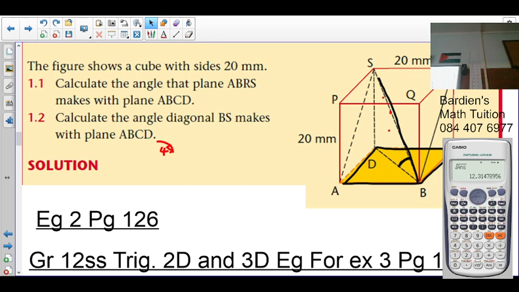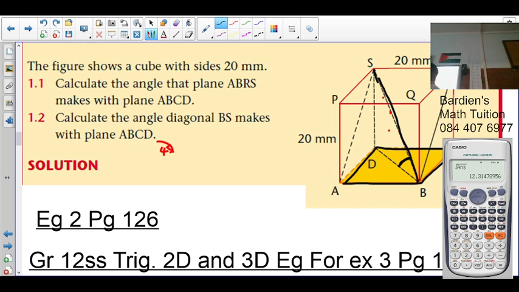And then the swap so through. Yeah, an angle. And then what we will calculate the angle. You got it now? Okay, calculate the angle at diagonal base. So this is your diagonal, you have no problem with that. The diagonal BS makes with a plane.